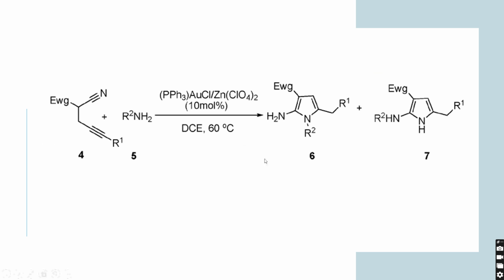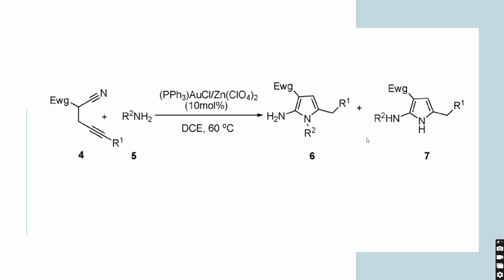And if you look at the catalysts present, this is a combination of gold and zinc metallic catalysts. Okay, and the reaction is in dichloroethane solvent at 60 degrees Celsius temperature. So we have two different types of products which are going to form here.